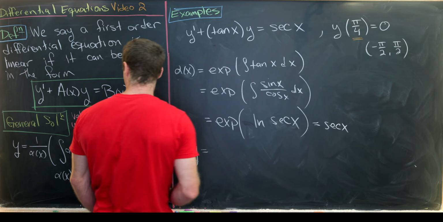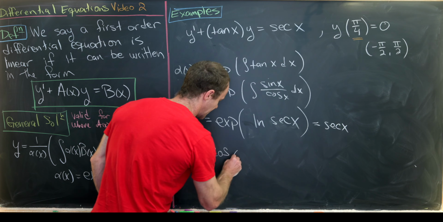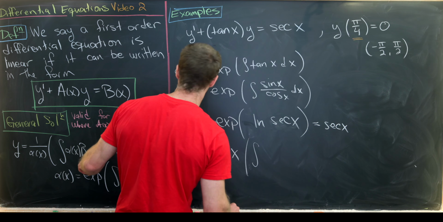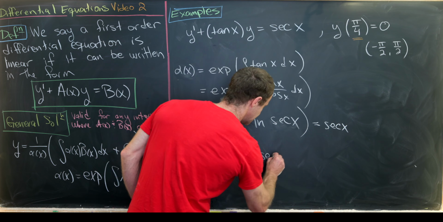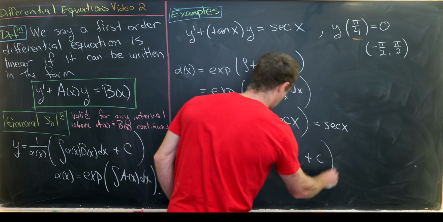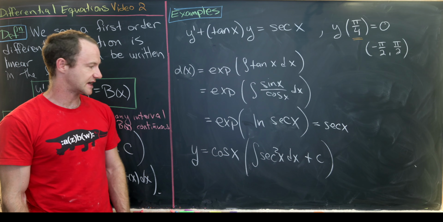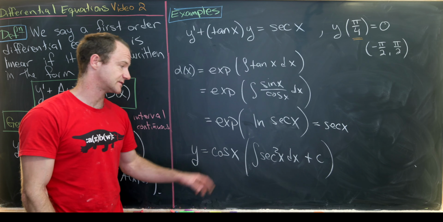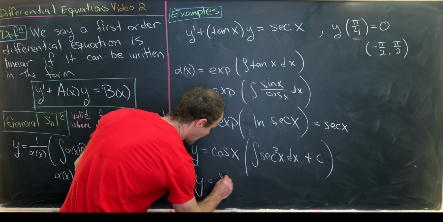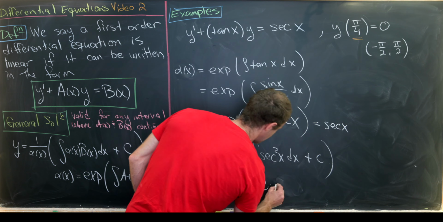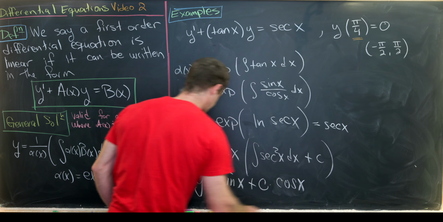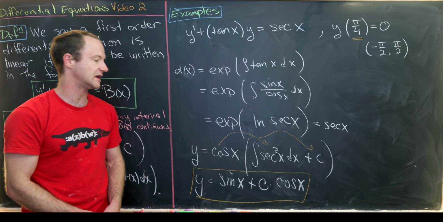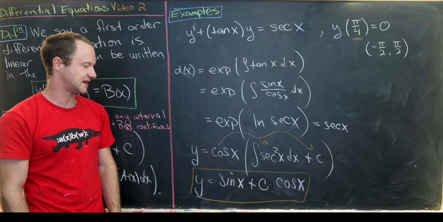So we have y equals 1 over alpha, which is cosine, because 1 over cosine is secant, so 1 over secant is cosine. And then we have the antiderivative of alpha times b, that's secant times secant, which is secant squared x dx plus a constant. Let's recall that the antiderivative of secant squared is tangent. Then tangent times cosine is sine. So that means we have y equals the sine of x plus some constant times the cosine of x. Just to reiterate, that's what we get when we multiply this cosine through to both of these terms, keeping in mind the antiderivative of secant squared is tangent.